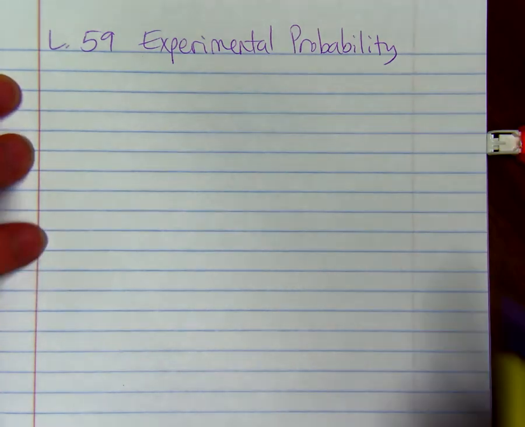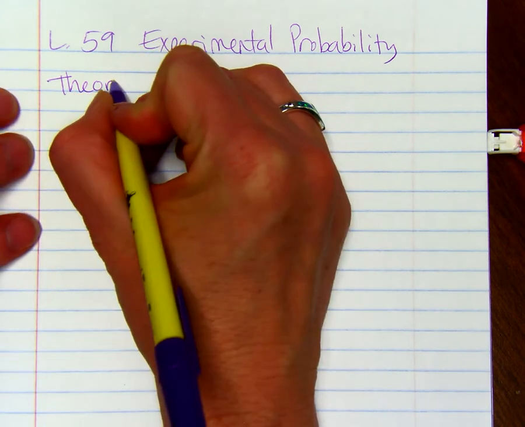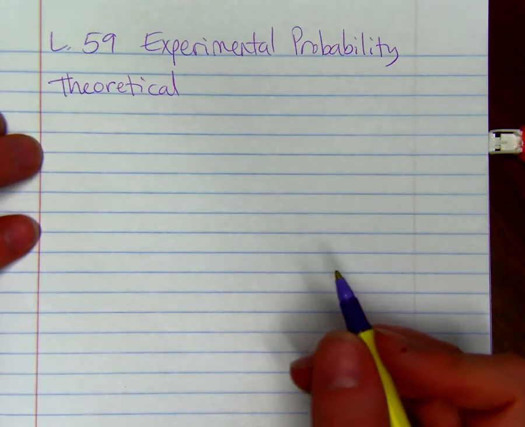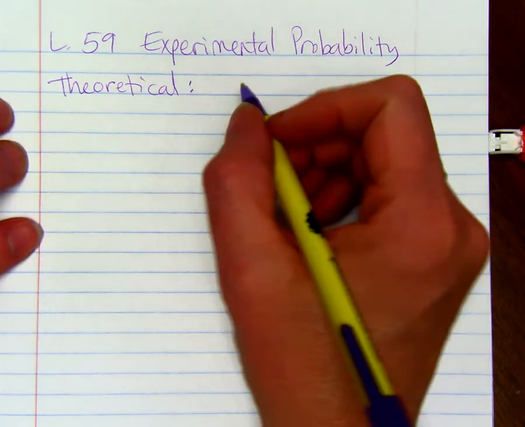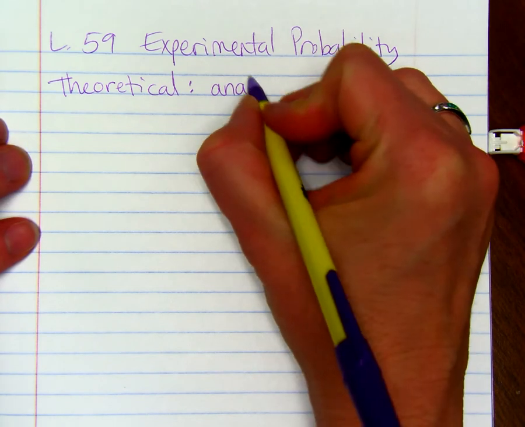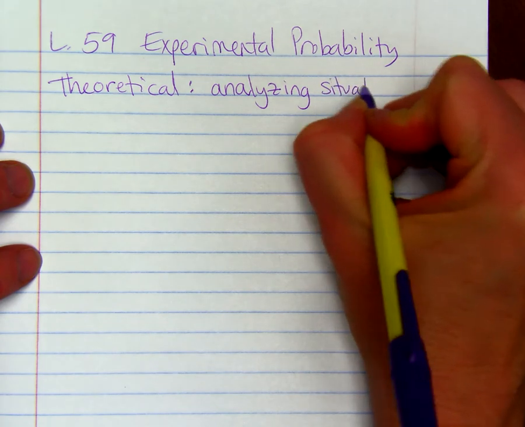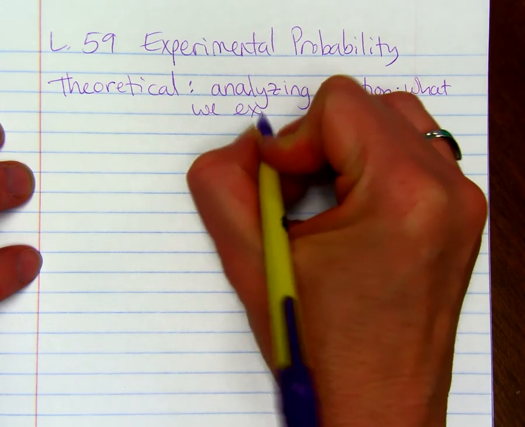Before we talk about experimental probability, let's talk about theoretical. What does it mean to be theoretical? Basically, it's just what we expect to happen. When we just look at a situation or we start analyzing it or thinking about it, we look at what we expect to happen. So anytime we analyze a situation, it's basically what we expect to happen.